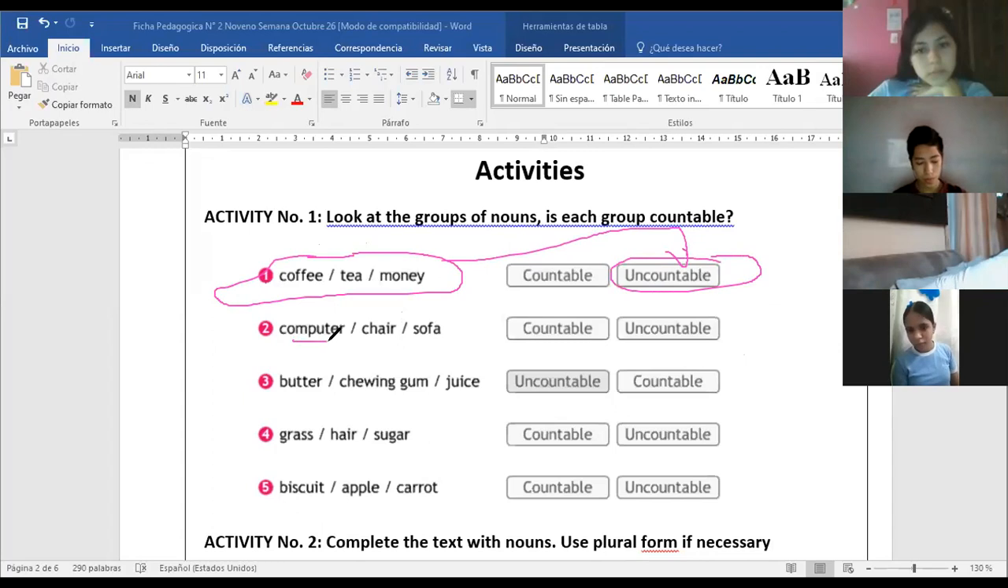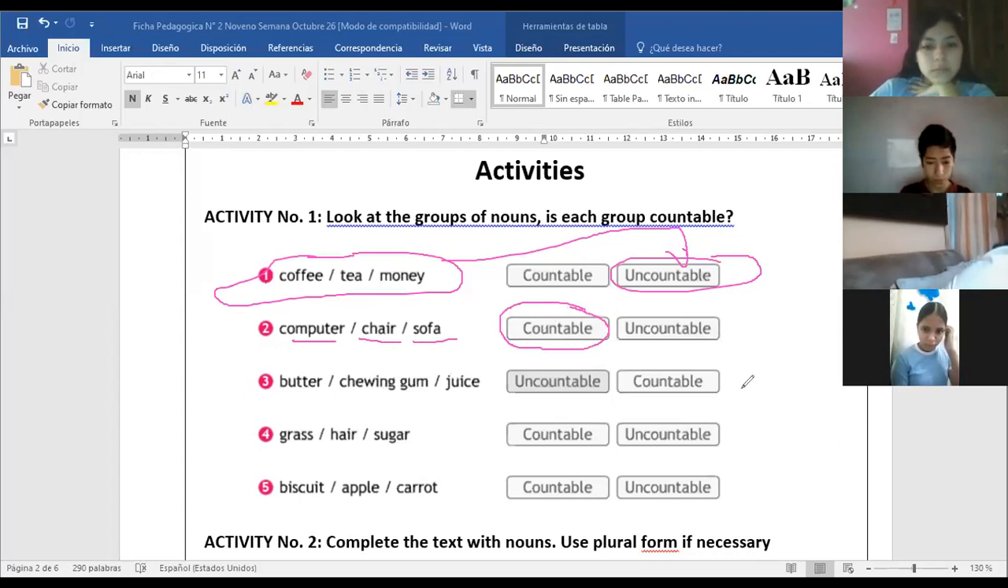Then we have number two: computer, chair, and sofa. Countable. Okay, that is countable, exactly, countable, guys, okay? Countable. So you have to circle, only circle.